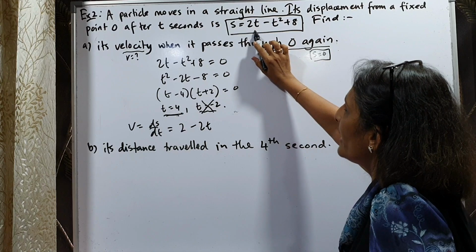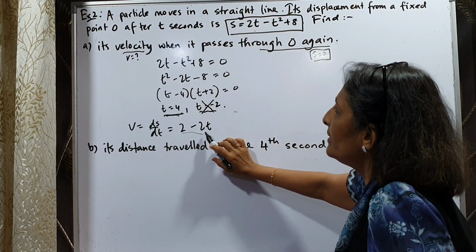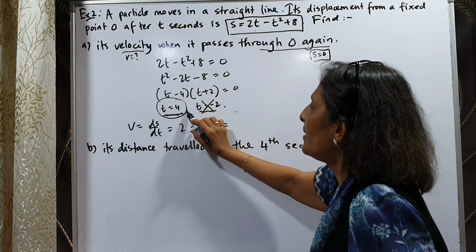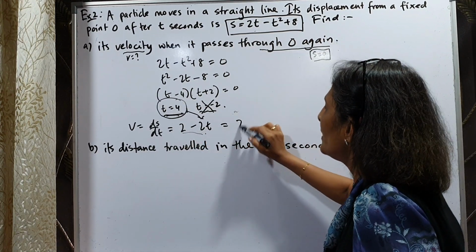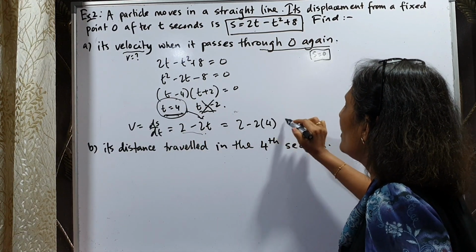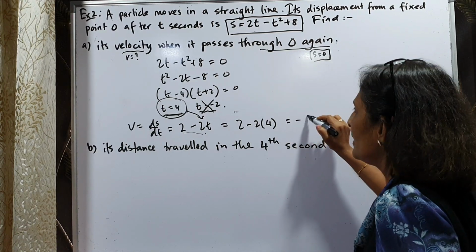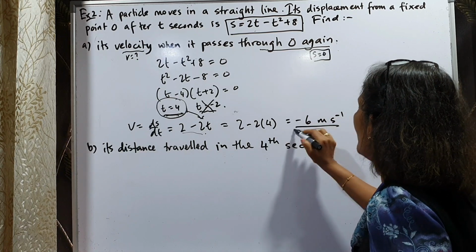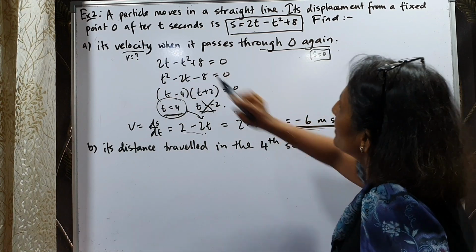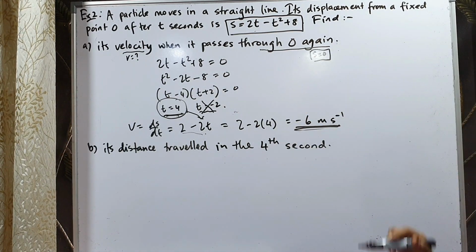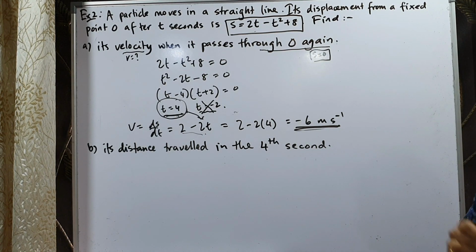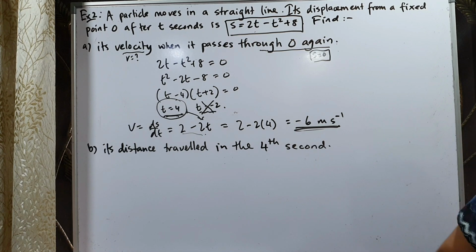You differentiate the s, you will get this. Now you got the time is 4, so you sub the time 4 in here. So you get 2 minus 2 times 4, which equals minus 6 meters per second. So this is your answer. Its velocity when it passes through O again is minus 6 meters per second. That means it's going to the left side. Okay, then we have part B.